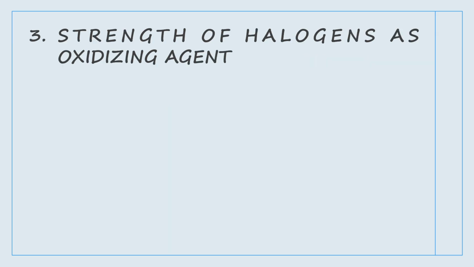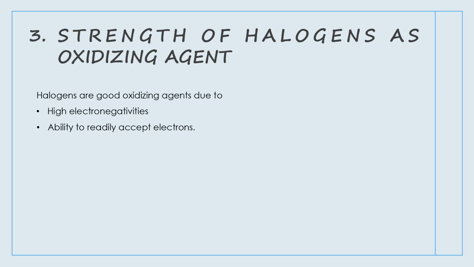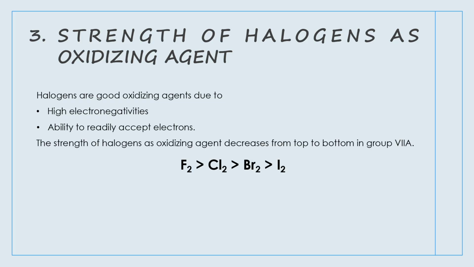Next we have strength of halogens as the oxidizing agent. What is an oxidizing agent? An oxidizing agent is the one that oxidizes the other species and itself gets reduced. What makes them good oxidizing agents? First, their high electronegativity values. Since they have high electronegativity values, they readily accept the electrons.